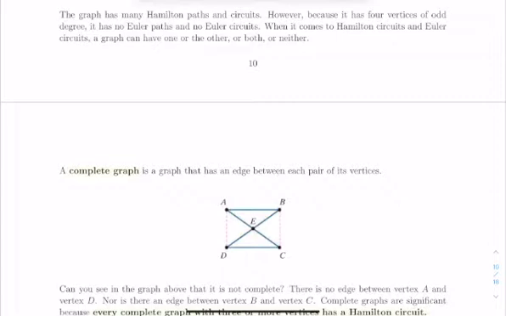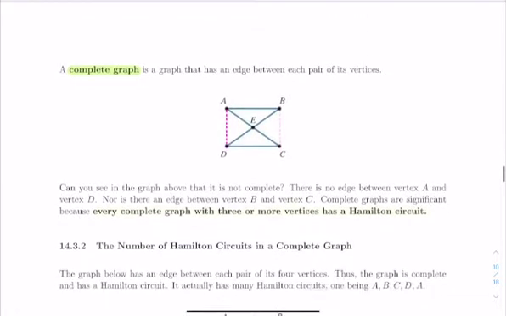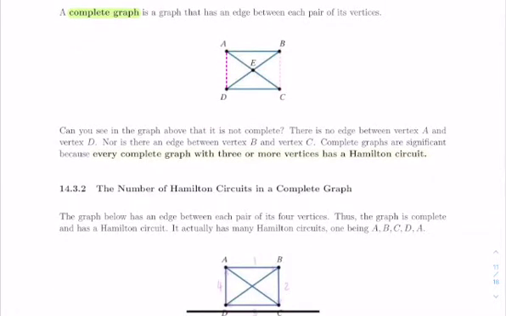A complete graph is a graph that has an edge between each pair of its vertices. Can you see in the graph above that it is not complete? There is no edge between vertex A and vertex D. Nor is there an edge between vertex B and vertex C. Complete graphs are significant because every complete graph with 3 or more vertices has a Hamilton circuit.